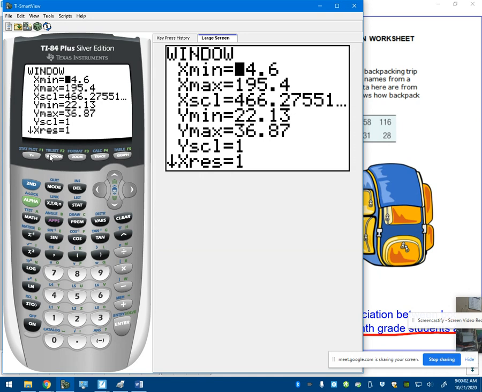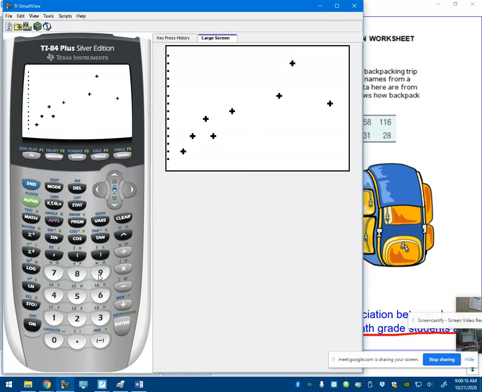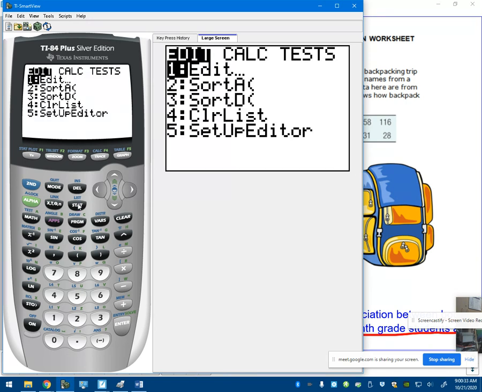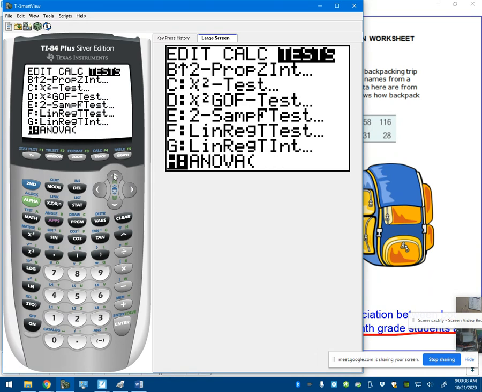Okay. And then once you're here, I like the plus sign better than the dot. So hit zoom 9 and see if you can get this. Yeah? Okay, here we go. After you have this picture and you've put it down on your paper, eventually we're going to do this packet the whole way through, not with this data set, but with different data sets. Everybody hit stat and go over to tests. And you want the one on the very bottom. So go up arrow to LinReg t-test.